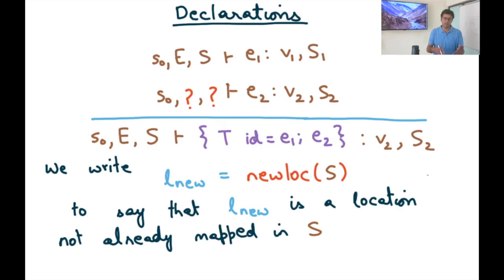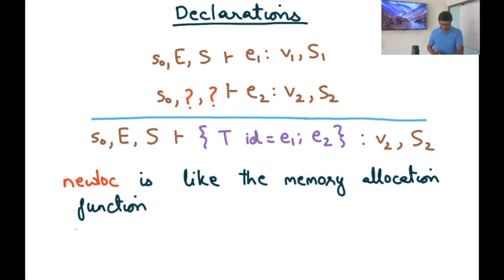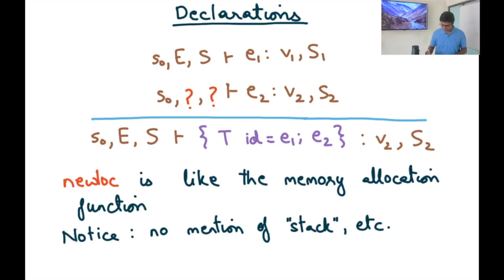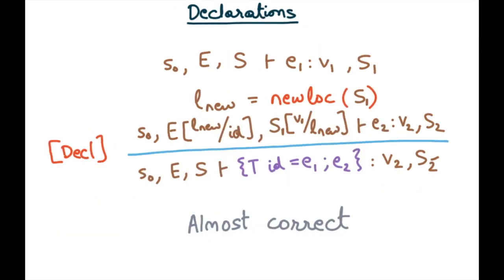That's the whole notion of declaring a variable. You are declaring an extra region of memory, and you don't want to clobber any existing region of memory. So LNU equals newloc(S) is used to say that LNU is a location not already mapped in S. And newloc is somewhat like the memory allocation function. You can think of it as the malloc function or the new function, or just a variable declaration, which is also a way of allocating memory. Newloc is just our way of representing memory allocation. And notice that we don't have any notion of stack and things like that.